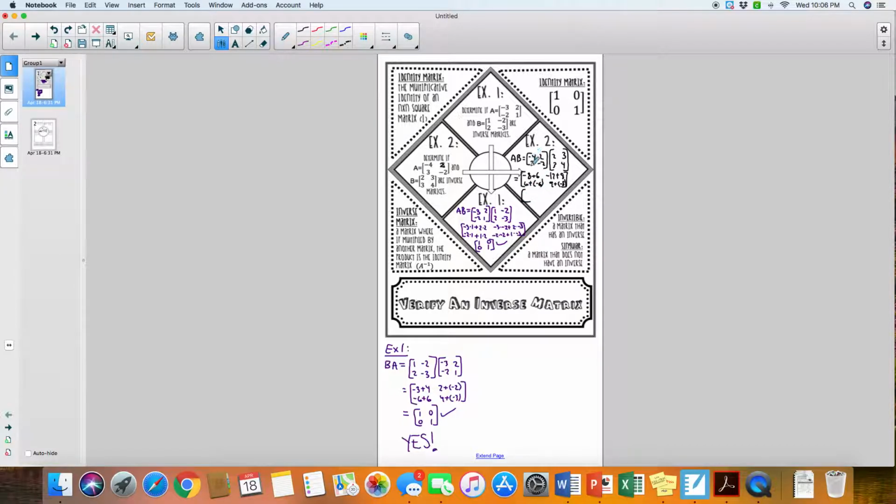All right, now simplify. -8 plus 6 is -2. -12 plus 8 is going to be -4. 6 plus -6 is 0. 9 plus -8 is 1. All right, so notice this here, we did not get the identity matrix. So because we did not get the identity matrix, the answer would be no.